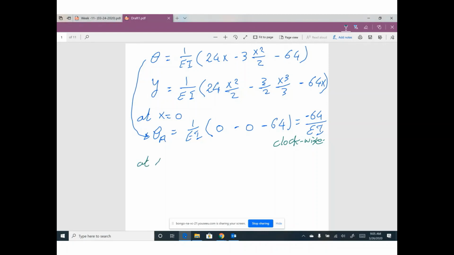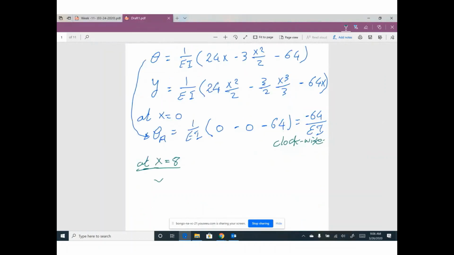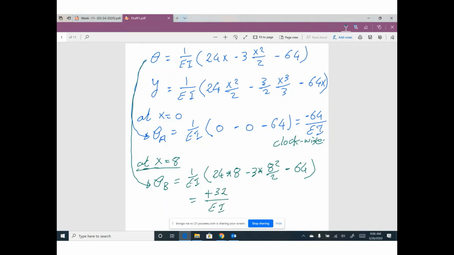At x equal 8, that means you are here at B. So theta B will be the same equation, but x equal 8. So 1 over EI, 24 times 8 minus 3 times 8 squared divided by 2 minus 64. Your final answer will be positive 32 divided by EI. Positive means counterclockwise.